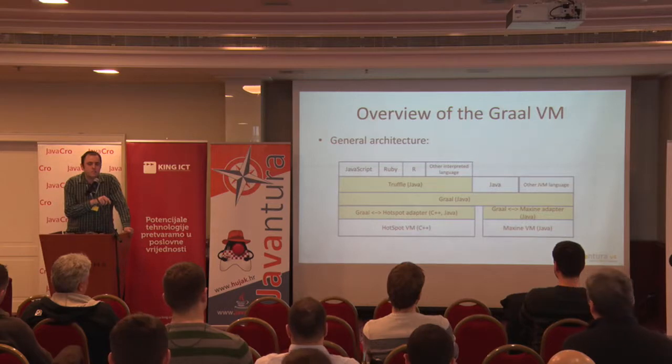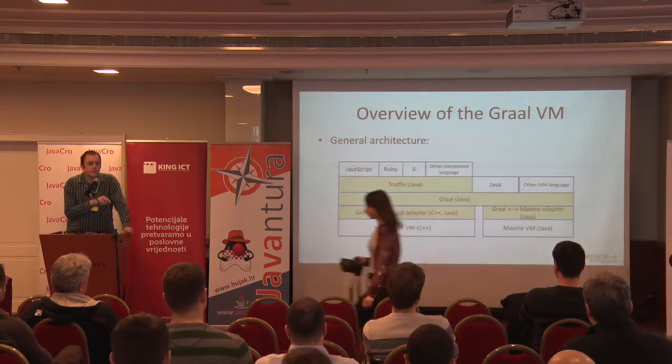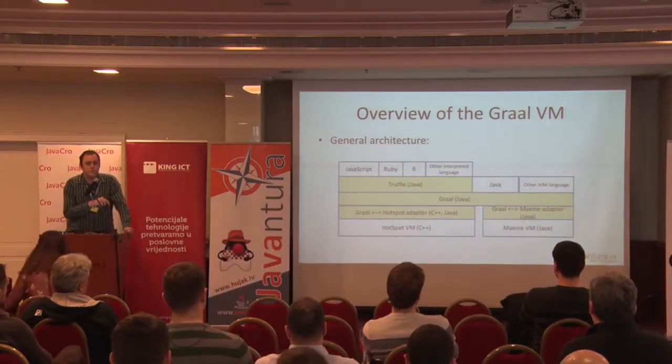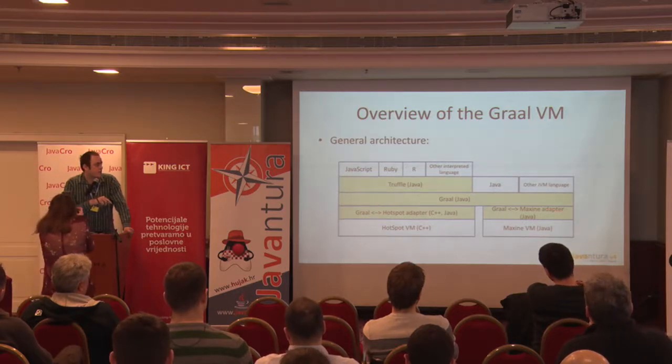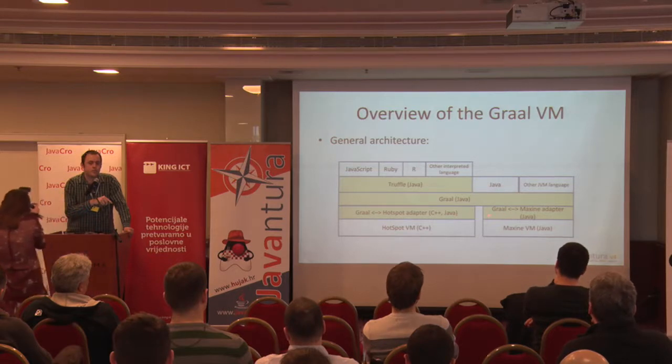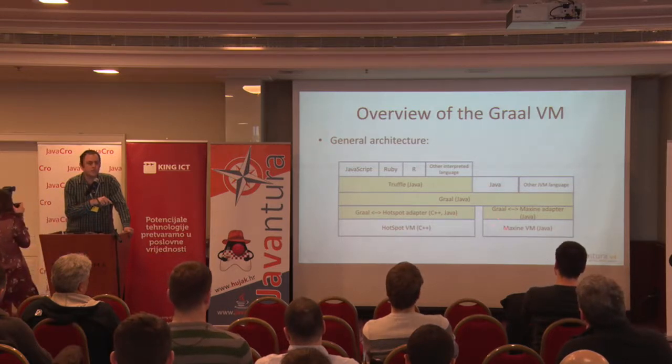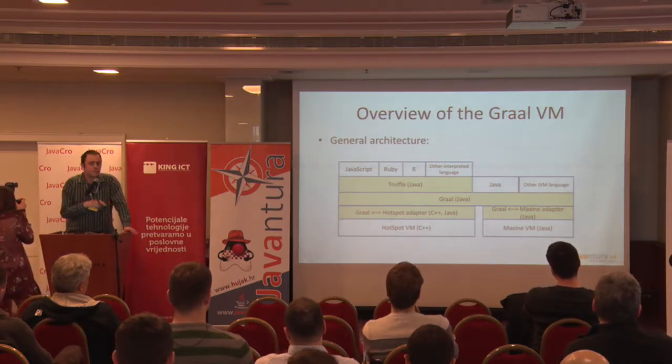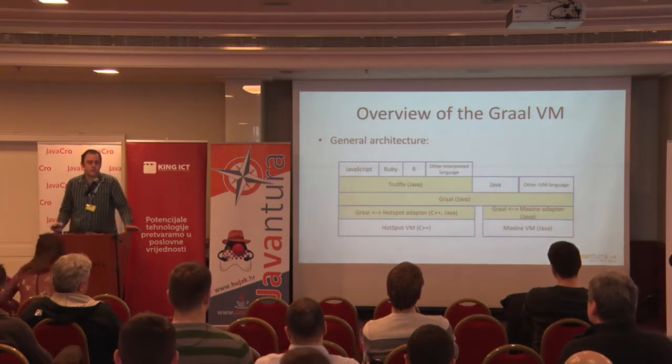The Maxine JVM is a research project by Oracle Labs, which is basically a meta-circular VM. This means that this is a virtual machine that runs in Java. The runtime of that virtual machine is not written in C++, but is written in Java. So that's in general the architecture of GraalVM.